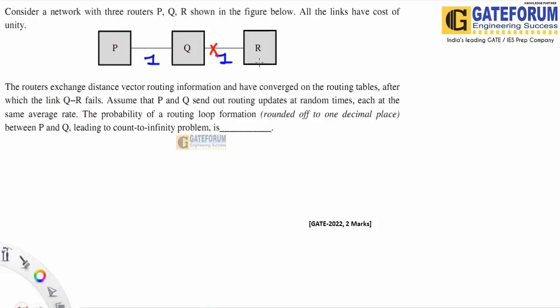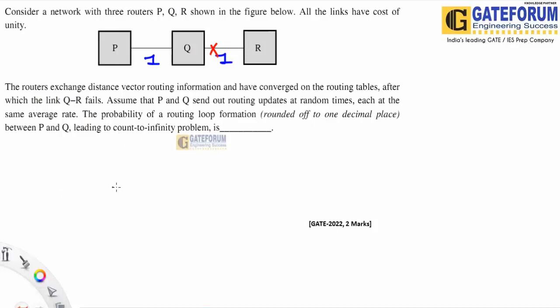From Q to R the distance was 1. Okay, and somehow this is being converged. Assume that P and Q send out routing table updates at random time, each at the same average rate. The probability of the routing loop formation, rounded off to one decimal place, between P and Q leading to the count to infinity problem is what?